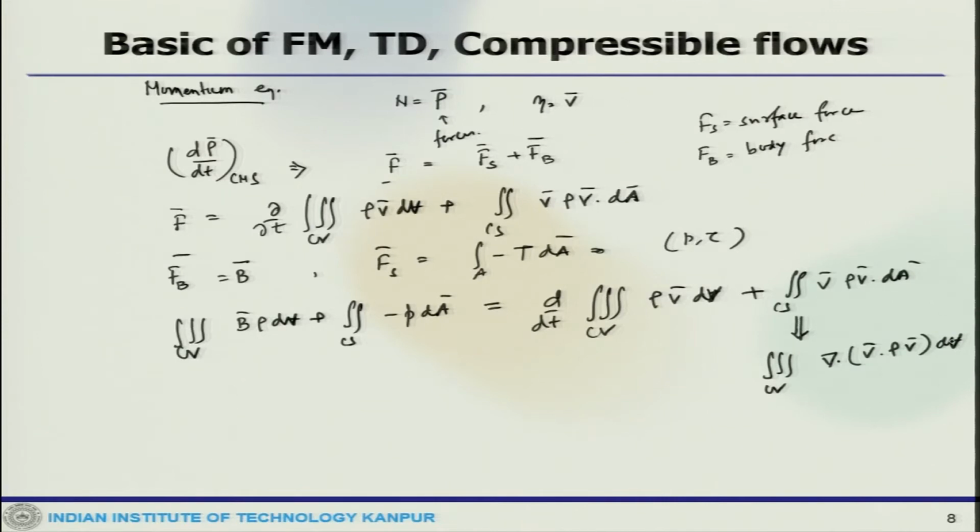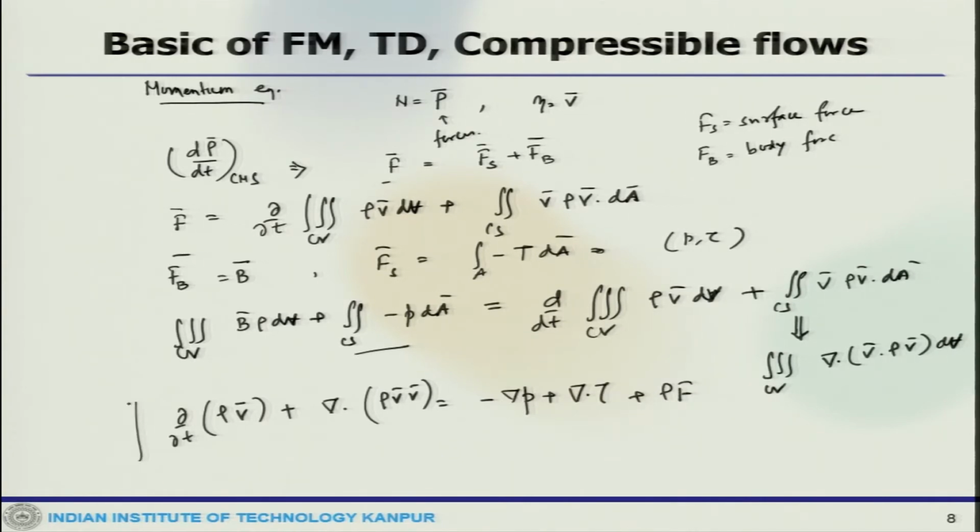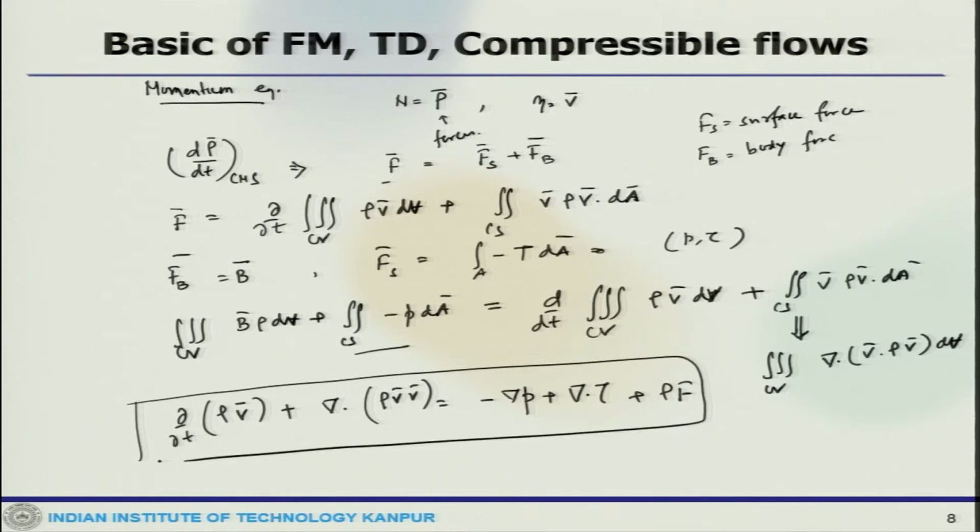Then, finally clubbing these terms, and using this also, what we can write is del by del t of rho V plus del dot rho V V equals minus del P plus del dot tau plus rho F. So, this is what you get from that.